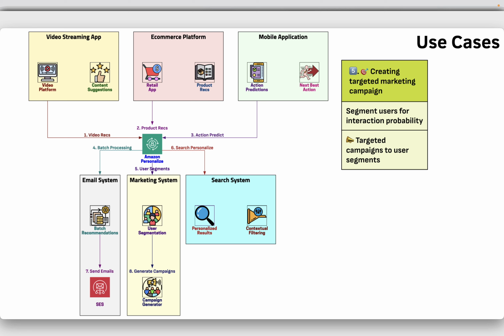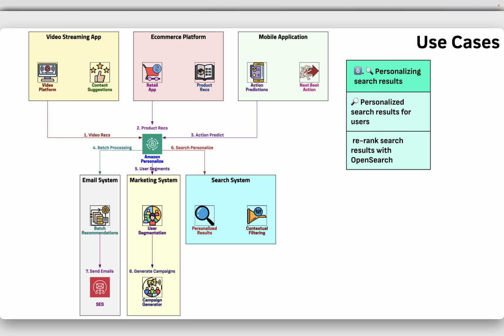Fifth, you can create a targeted marketing campaign. So here you can use Amazon Personalize to generate segments of users who will most likely interact with items in your catalog. Then you can use an AWS service or third-party service to create a targeted marketing campaign that promotes different items to different user segments. And sixth, you can personalize the search results. So here you can use customizable Amazon Personalize resources to personalize search results for your users. For example, Amazon Personalize can re-rank search results that you generate with OpenSearch.